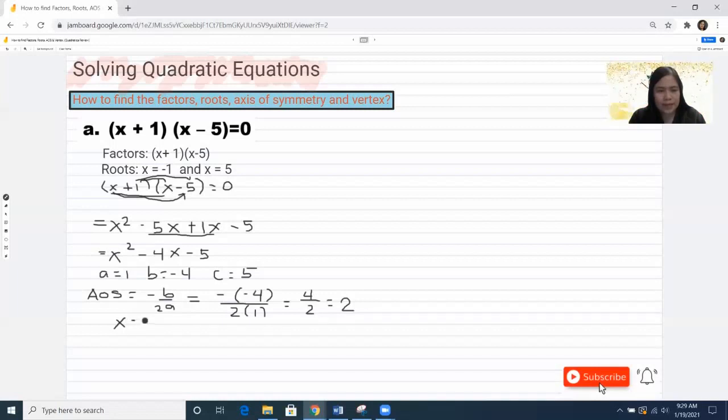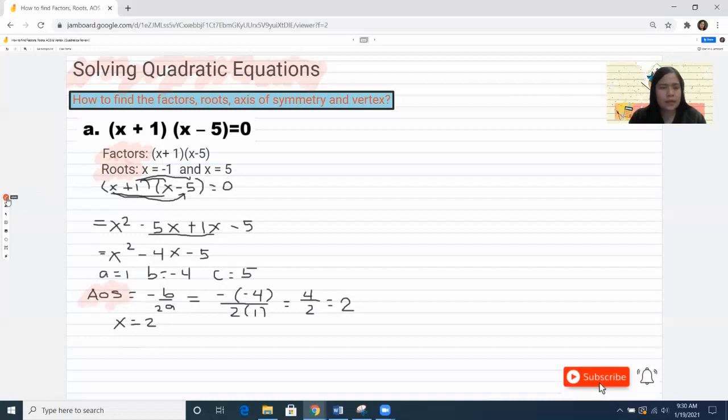But this is not a root. Okay. Then after that, we're going to look for the vertex. Let me highlight those that we need to answer. So the first one, we are looking for the factors. So that is the factors. Then after that, we're looking for the roots. Then the axis of symmetry.